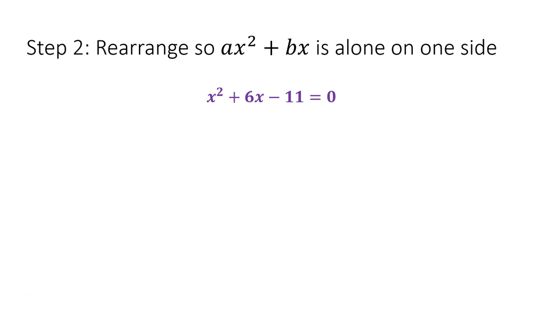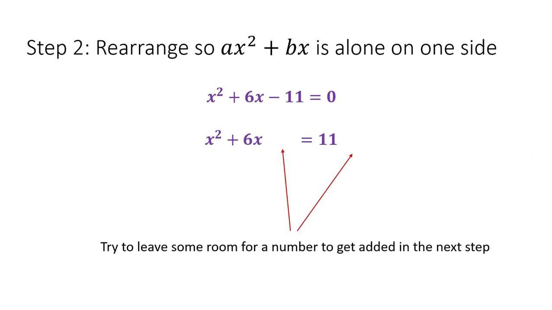Next, we're going to rearrange the ax squared plus bx terms so that they are alone on one side. Right now all the terms are on one side. This c term, the constant term or the free number, it doesn't have any variables attached, needs to move over to the other side. So we'll add 11 to both sides, and now the ax squared plus bx terms are by themselves on one side. That gets us ready for the next step. It's also a good idea to leave some space because we're going to be adding numbers.